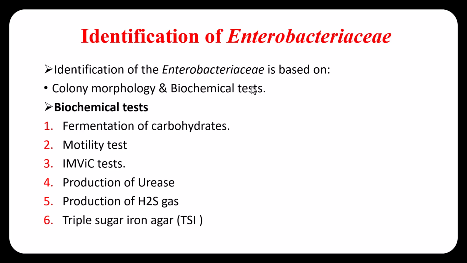The biochemical tests include carbohydrate fermentation, motility test, MVIC test, urease production, hydrogen sulfide production, and triple sugar iron. We first observe how the bacteria grow in a culture media, then confirm the identity using biochemical reactions.